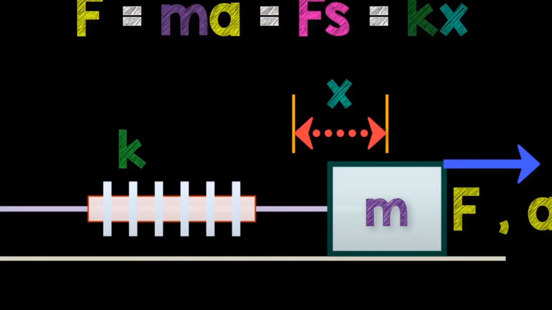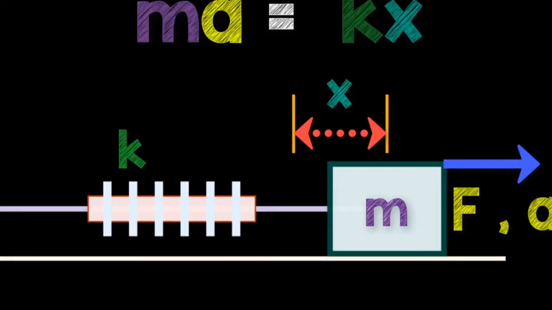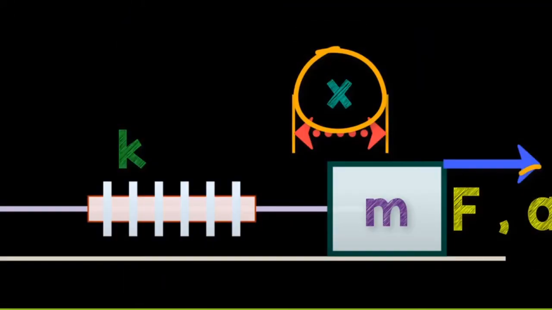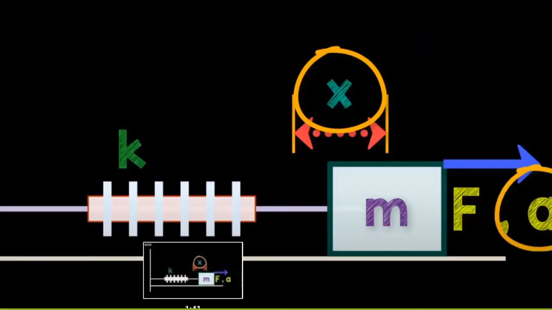So we continue. x is the displacement of the body from the initial rest position. Equating the forces, we get m. We can calculate the acceleration on the body.